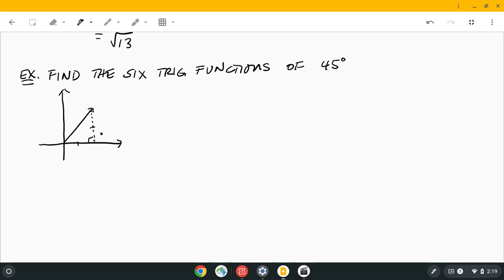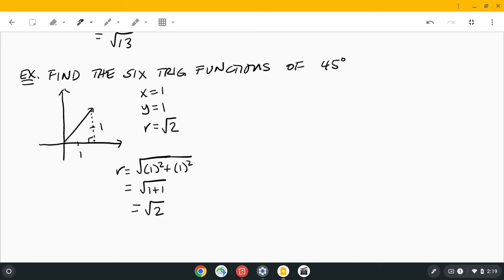So if this is 2, this one's 2. If this is 5.7, this is also 5.7. Okay, I'm going to keep it simple and just use 1 and 1. So that's my x value and that's my y value. So x equals 1, y equals 1, because they're congruent. And then r is the square root of 1 squared plus 1 squared, which is square root of 1 plus 1, which is square root 2. Okay? So we have all 3 values, x, y, and r.